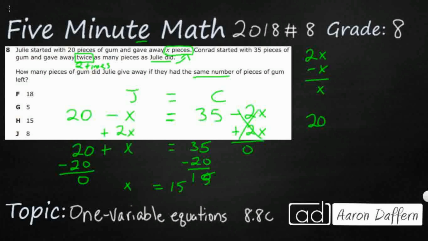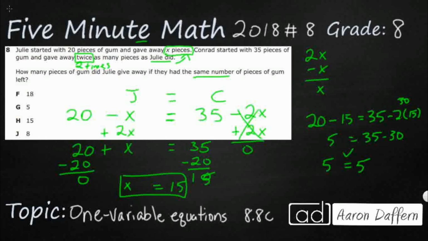Julie had 20 minus x, which is 20 minus 15. That's what I think x equals. Conrad had 35 minus 2x, or 2 times 15, so that's going to be 5. 2 times 15 is 30, so is 35 minus 30 equal to 5? Yes, it is, because 5 equals 5. So that's how you double check. You need to get a true statement when you plug the variable back in. If you do, you know you found the correct value of x, which is 15.